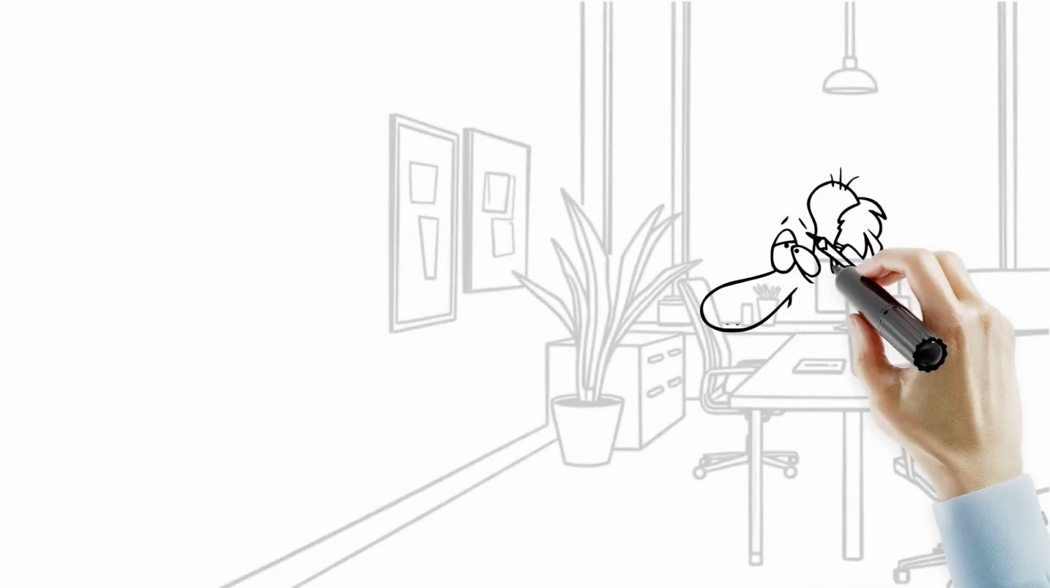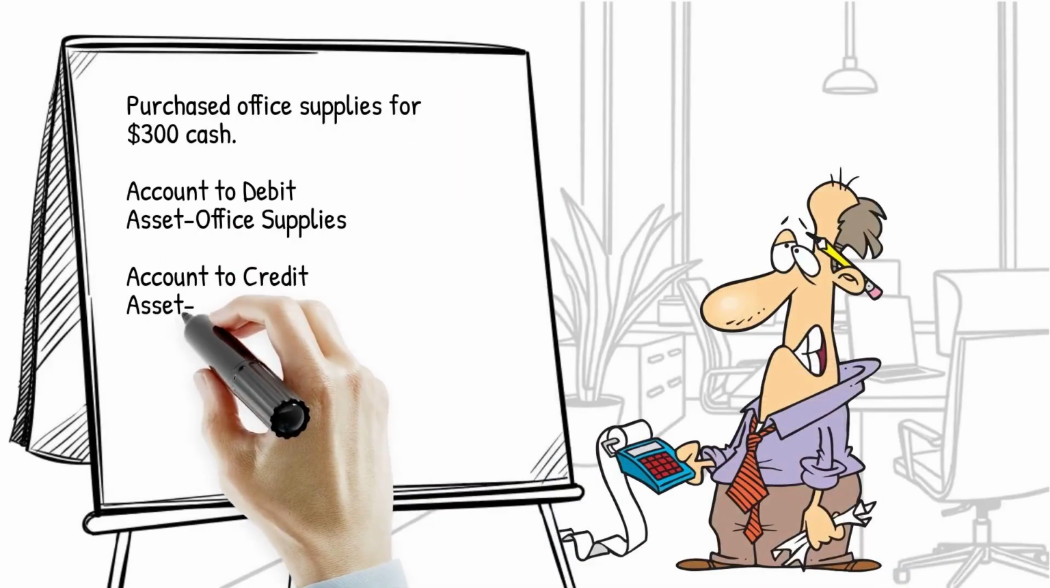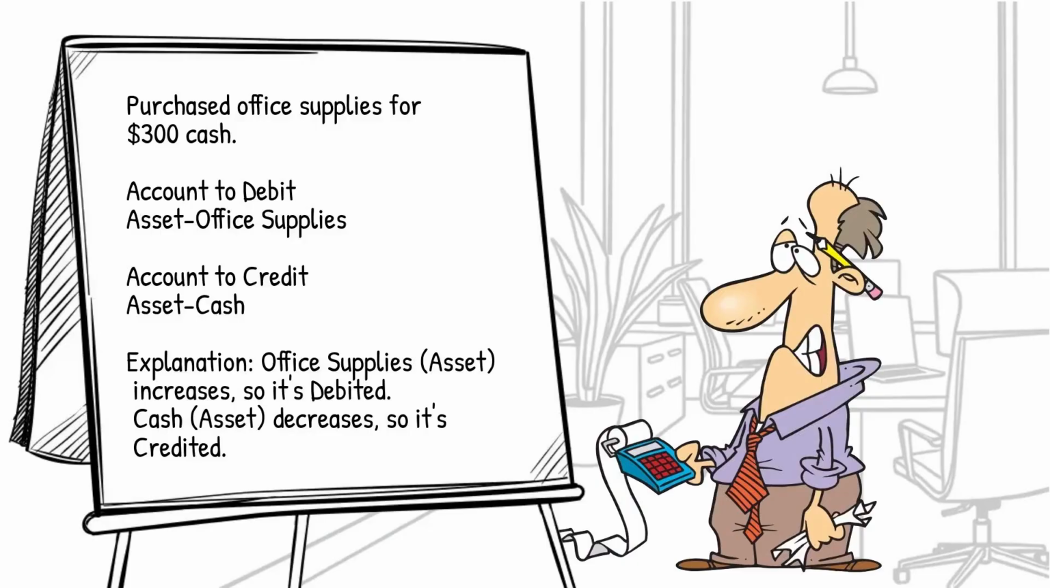Purchased office supplies for $300 cash. Account to debit: asset, office supplies. Account to credit: asset, cash. Explanation: office supplies asset increases, so it's debited. Cash asset decreases, so it's credited.